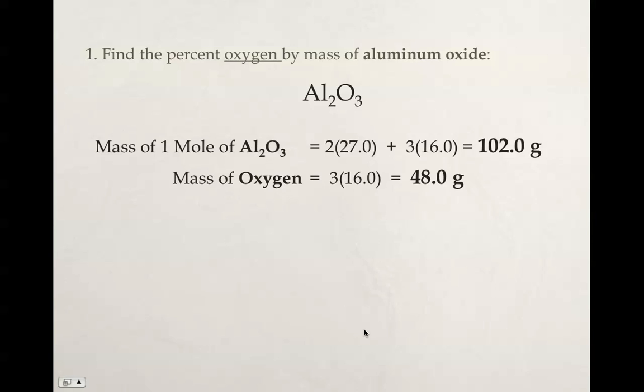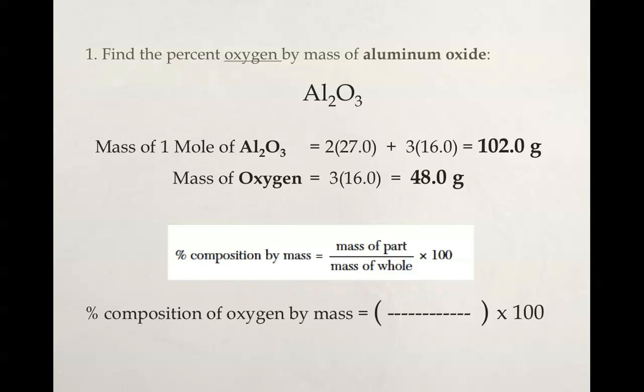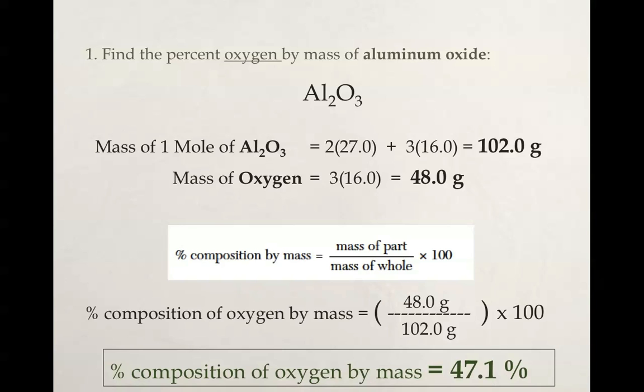Now we need our part. We specifically asked about oxygen, so we're going to calculate the mass of oxygen, which we have 3 atoms or moles of oxygen times its mass, which is 16, gives us 48.0 grams. So we go ahead with our formula. You're going to see that our part again is the oxygen and our whole is the aluminum oxide. Go ahead and calculate, and you should find that the percent composition of oxygen by mass is 47.1%.